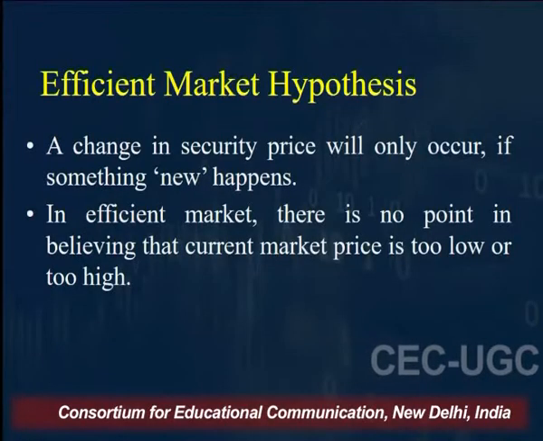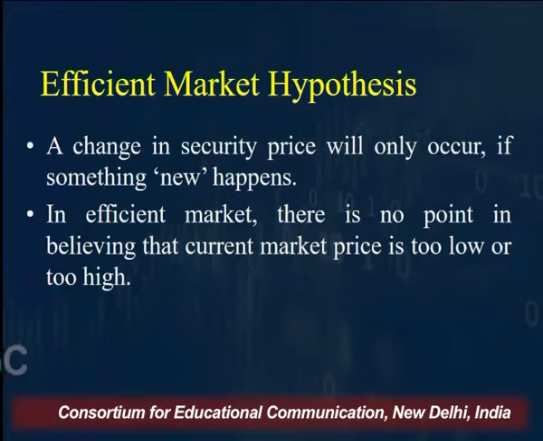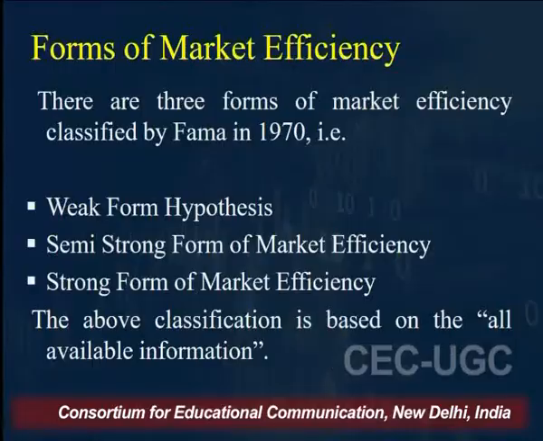In an efficient market, there is no point in believing that the current price is too low or too high. If the market is efficient, as I said in the beginning of my lecture on the efficient market hypothesis, no price is underpriced or overpriced. It is the market which gives you the right price, right? Unlike in fundamental analysis, where on the basis of fundamental analysis we try to find out the right intrinsic value, the fair value. Here it says the market is efficient. It is the market which will determine what is the right price of the share, right? So no price is too low or too high.